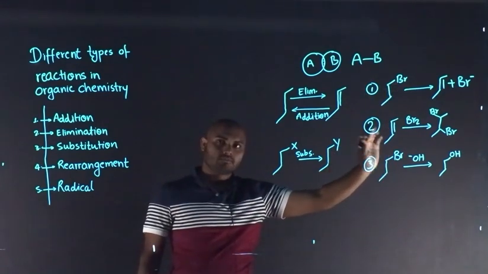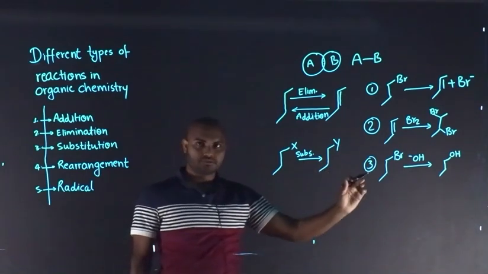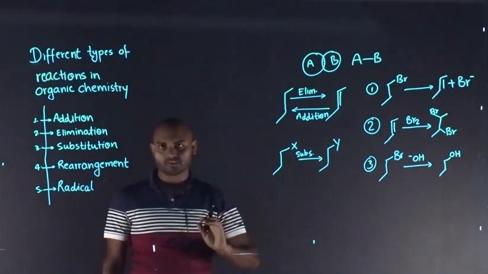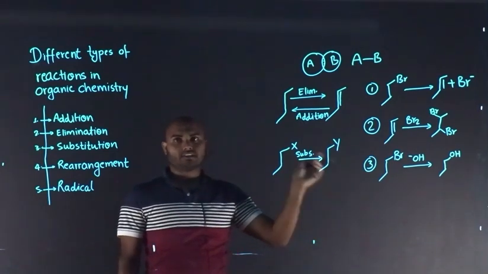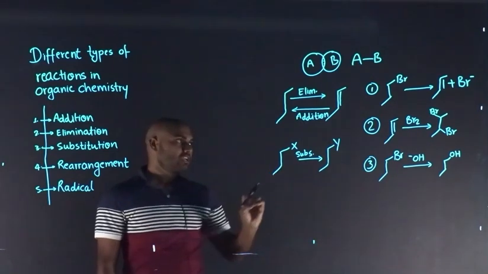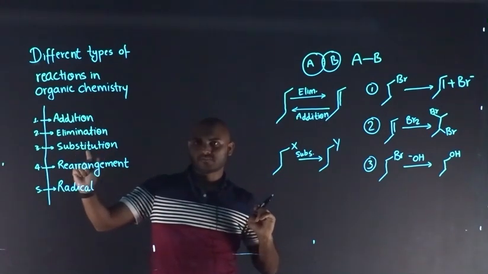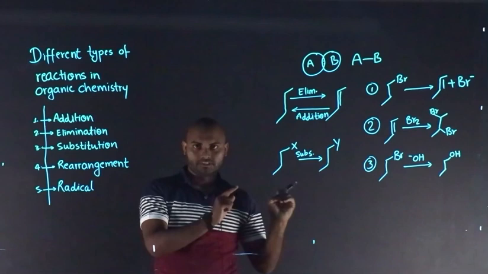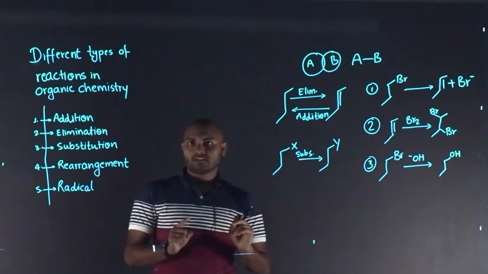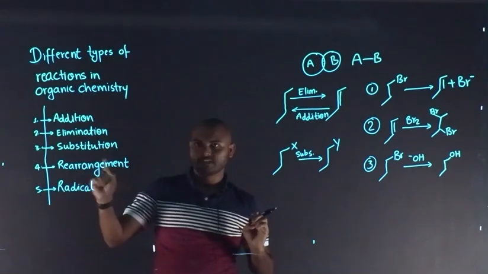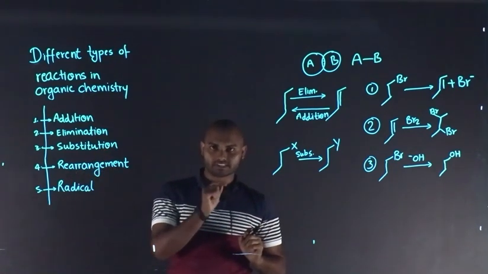So elimination, when sigma bonds are breaking and new pi bonds are formed. Then addition, when pi bonds are breaking and sigma bonds are formed. And then substitution, one kind of sigma bond is broken and then a similar sigma bond is formed with a different atom. So these were addition, elimination, and substitution. When we look at how these bonds are broken and being formed, then we will talk about rearrangement and radical reactions. And that is something we will do in the next video.